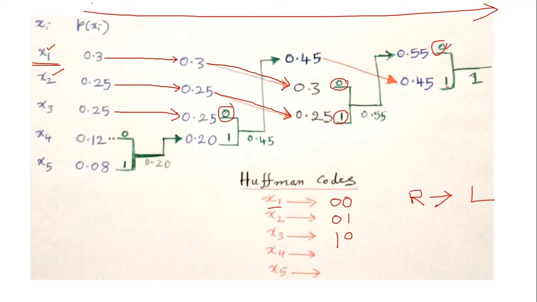For x4, we write 0 first, then we move according to the arrows given here, then 1, then 1, then we move according to the arrows, finally we reach 1. So 110 will be the code word for x4 message. For x5 we write 1, similarly follow the arrows, here we get 1, we follow like this, 111 will be the code word for x5.